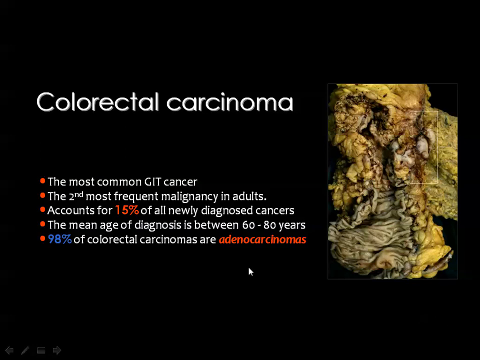Colonic cancer is the most common GIT cancer, and is the second most frequent malignancy in adults. This cancer accounts for 15% of all newly diagnosed carcinomas. The age is usually old, and about 98% of colonic cancers are of the adenocarcinoma type.